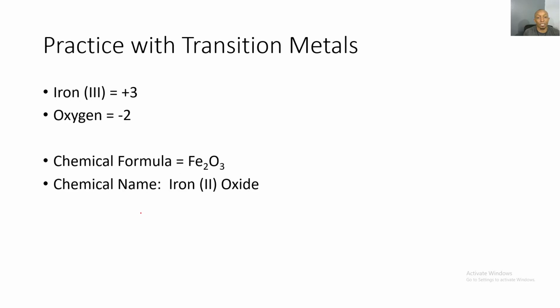So let's take a look at another one. So let's practice with the transition metals. So iron 3, which has a +3 charge, and oxygen has a -2 charge. The chemical formula ends up being Fe2O3, and I'll show you why. So we're going to use our cross method again. So iron has a +3 charge, oxygen has a -2 charge. When we cross our charges and bring them down to the bottom and make them subscripts, we end up with Fe2O3. And our chemical name is going to be iron oxide.